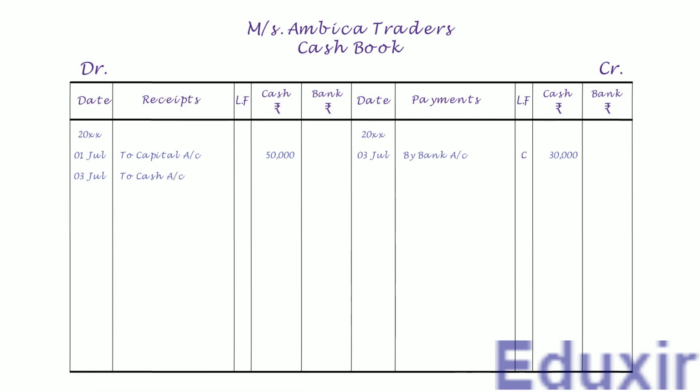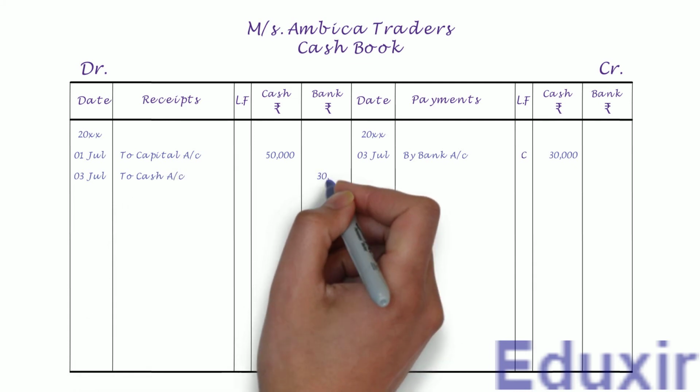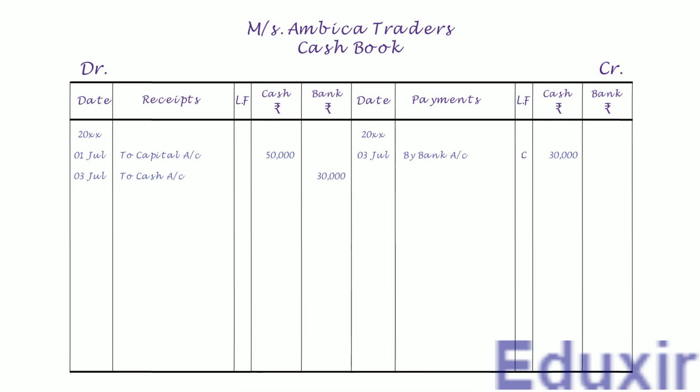Let us then record the debit amount of 30,000 rupees into the bank amount column. Also note that as this transaction involves depositing the cash into the bank, we need to write C in the ledger folio column, indicating that this is a contra. This indicates that this entry should not be posted into the ledger account. With that, we have completed the posting of this bank entry into the cash book.